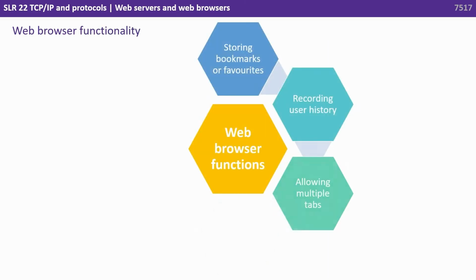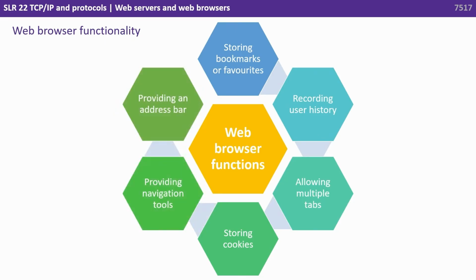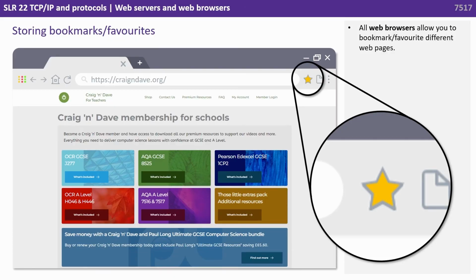Web browsers carry out many functions. We can store bookmarks for our favourites, record the history of where you visited, allow for multiple pages to be visited at once, store cookies, provide navigation tools, and obviously provide an address bar. So let's have a look at some of these features.